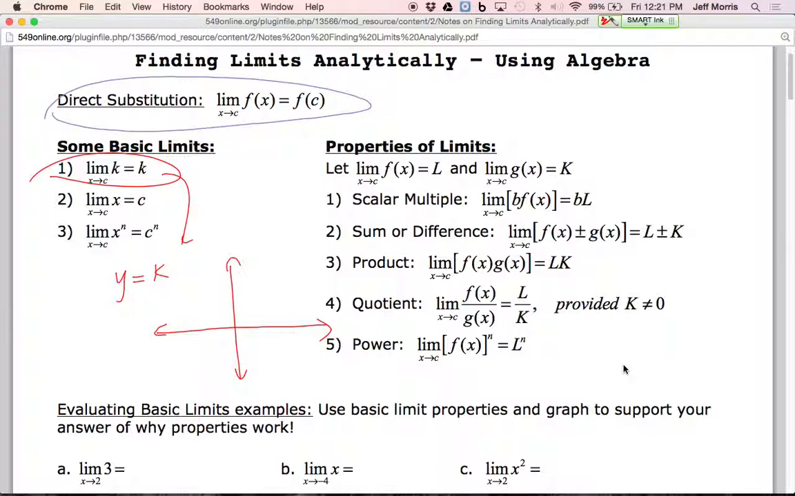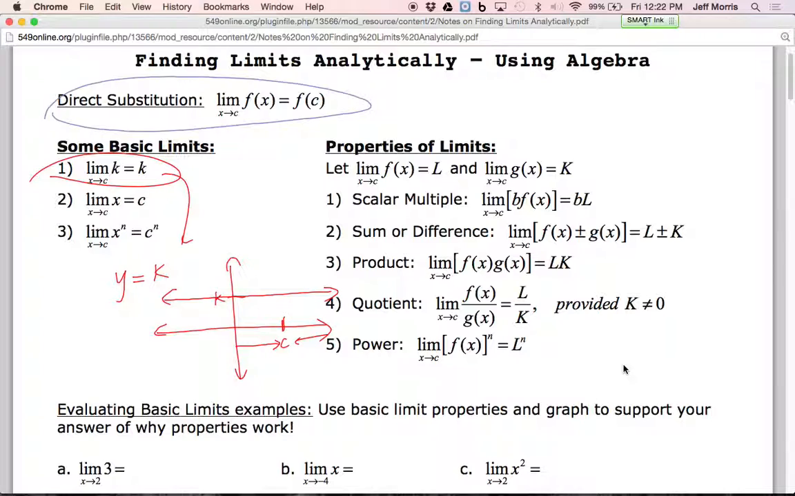Now I don't know where k is at. I can put it anywhere. So let's just say k is here, and I graph a horizontal line at k. Now what this is saying, as x approaches c, I don't know where c is, so I'm just going to plop c down here somewhere. As I approach c from the left and the right, the question is, what is the y value approaching?